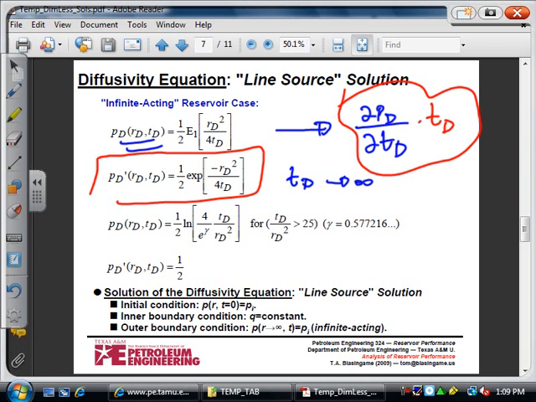Sorry, but for large values of TD. And then when you convert TD back into the dimensional form, you will see that this will happen for most of the time. So when you look at the pressure buildup data or other buildup data cases, if the derivative is equal to 1 over 2, then you see the infinite acting radial flow. That's the solution.